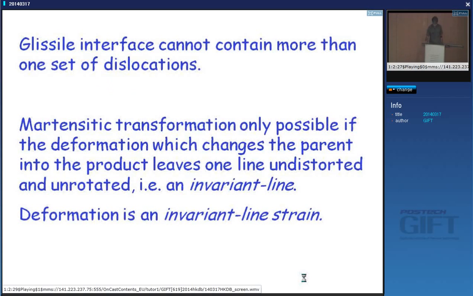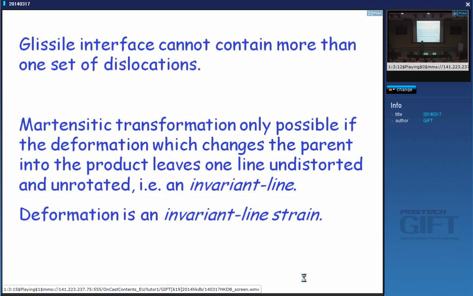Right, so this is a summary of how far we have got. A glissile interface cannot contain more than one set of dislocations. Otherwise you get jogs, which will stop it from being glissile. And martensitic transformation is only possible if the deformation which changes the parent to the product leaves one line undistorted and unrotated. That means an invariant line. So the deformation which changes the parent into the product has to be an invariant line strain. That means it leaves one line completely undistorted and unrotated.